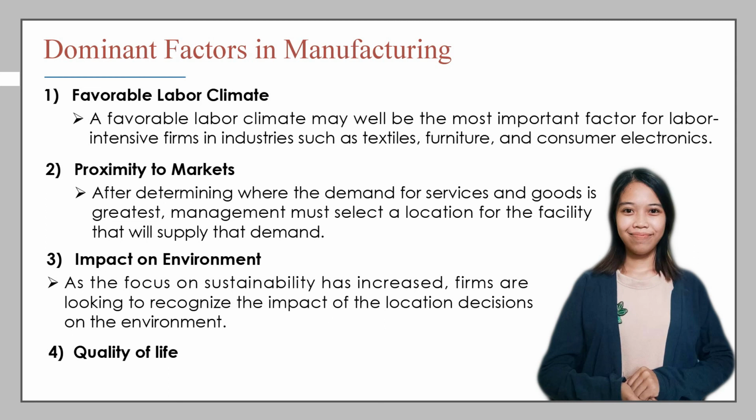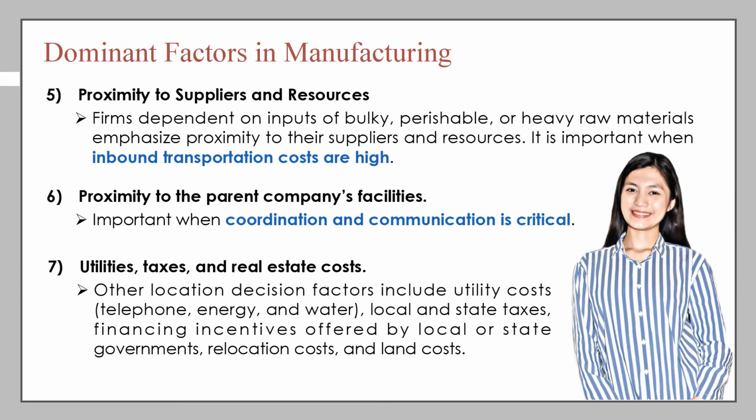This is one example of quality of life. The fifth dominant factor in manufacturing is the proximity to suppliers and resources. Firms dependent on inputs of bulky, perishable, or heavy raw materials emphasize proximity to their suppliers and resources. It is because continuous and quality supply of raw materials is another critical factor in determining the location of a manufacturing facility. In such cases, inbound transportation costs also become a dominant factor, encouraging such firms to locate facilities near suppliers.